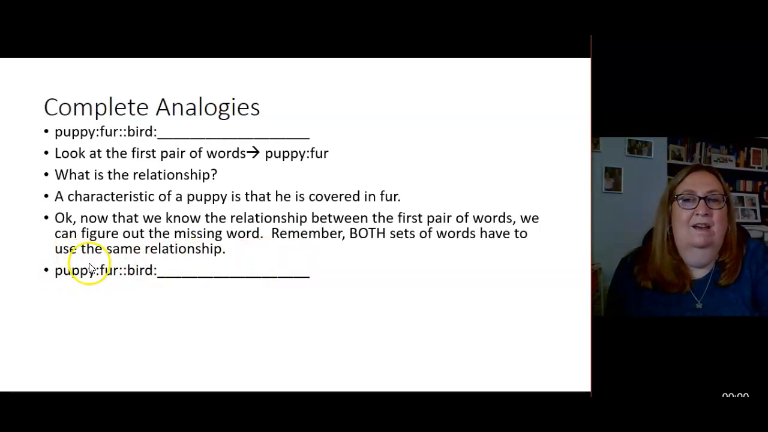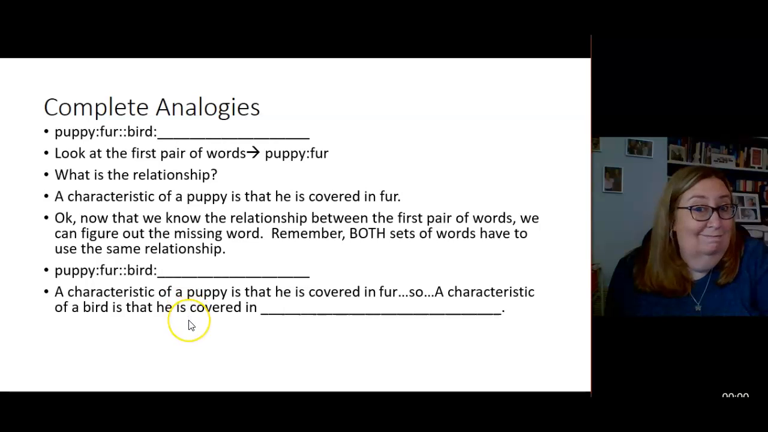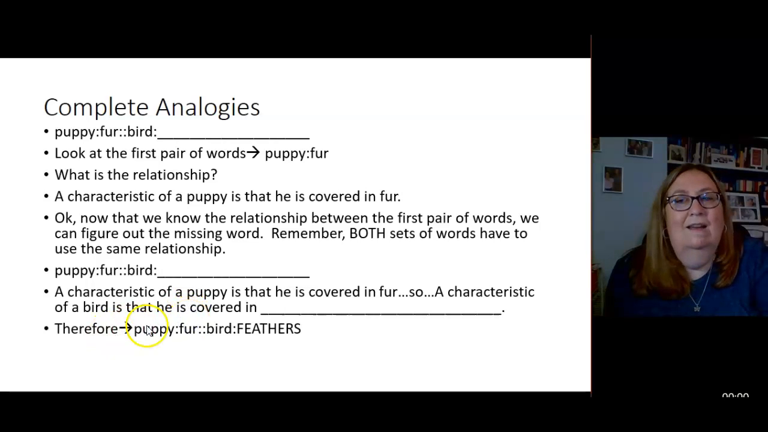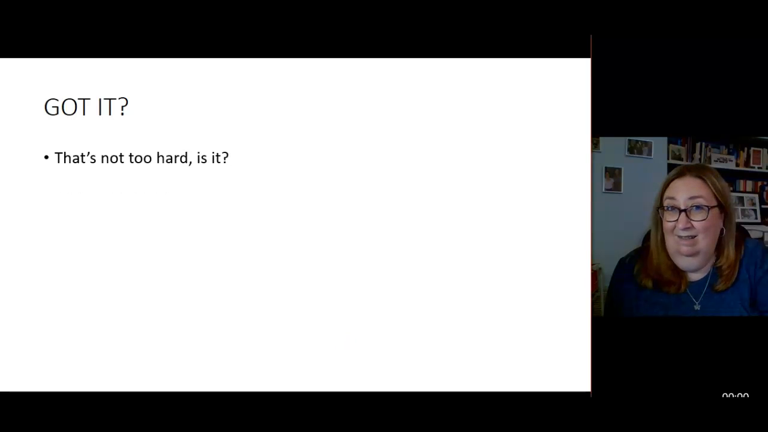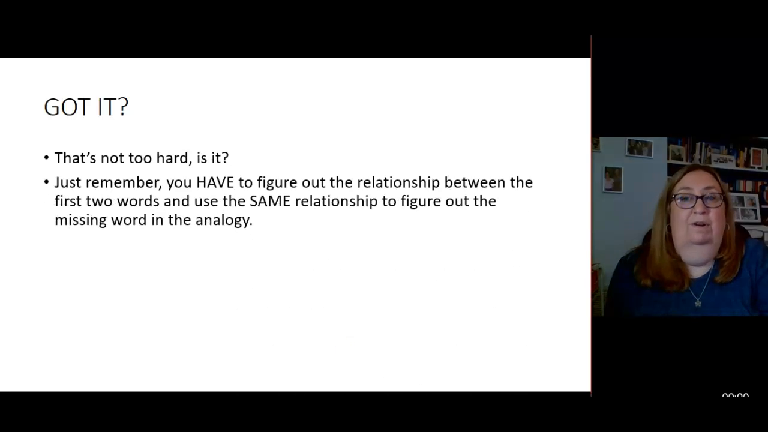So a puppy is covered in fur as a bird is covered in... Puppy is to fur as bird is to feathers. A puppy is covered in fur, a bird is covered in feathers. Got it? It's not too hard, is it? Just remember, you have to figure out the relationship between the first two words and then use the same relationship to figure out the missing word in the analogy.